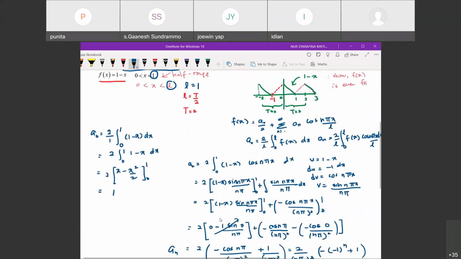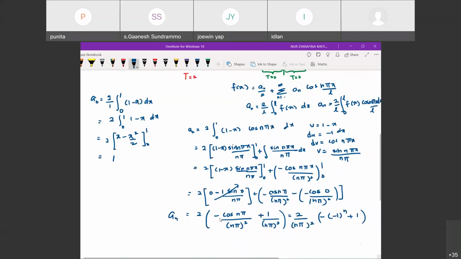Okay, and then your Fourier series, just substitute. Fourier cosine series, a naught is 1 plus summation. a n is 2 over n pi squared. Then you can put here, this is constant. L is 1. Okay, so this is cosine.